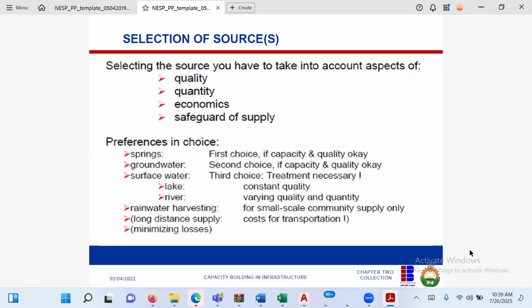It's one thing for me to locate my well 1 kilometer, 2 kilometers away, but then I need to consider the transmission. I need to consider what kind of pump I will use to transmit that water, and the energy requirement, how do I trade it off? Then the last one is safeguard of supply. You don't source water from anywhere.